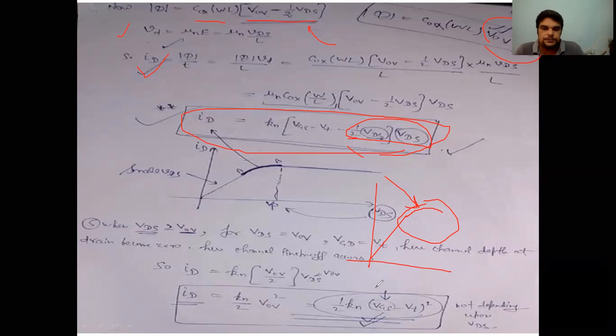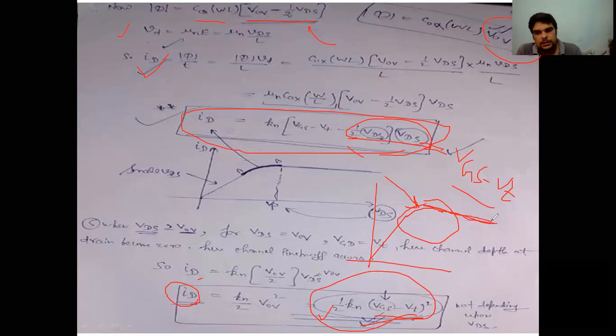Now, if I put VDS equal to VGS minus VT here, I get the expression half Kn (VGS minus VT) whole squared. Here you can see that ID is not depending upon VDS. If VGS, VT and Kn are all constant, then I get a straight line over here. So it will not depend upon VDS.